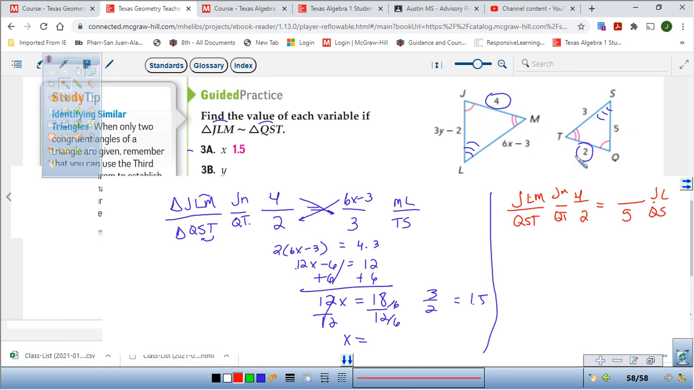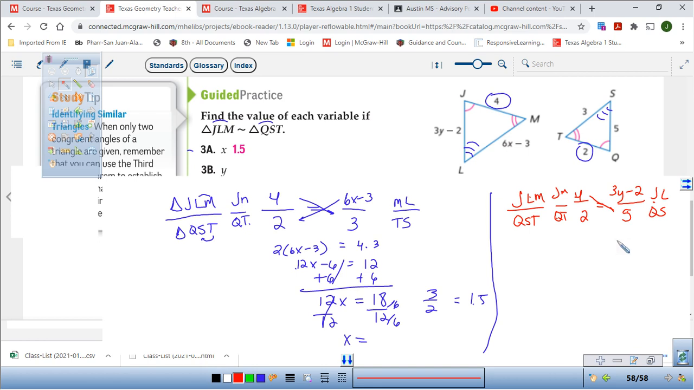Okay, JL would be 3Y minus 2. Just FYI, double check it. Okay, JL from 1 to the unmarked 3. From 1 to the unmarked 3, 5. Yeah, it makes sense. It looks good to me. JL, QS, QS, JL. So cross multiply and divide now.